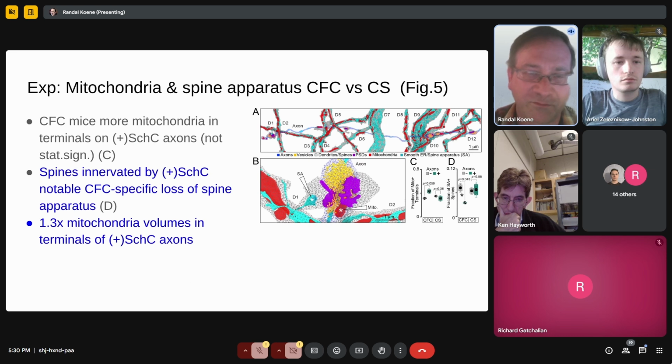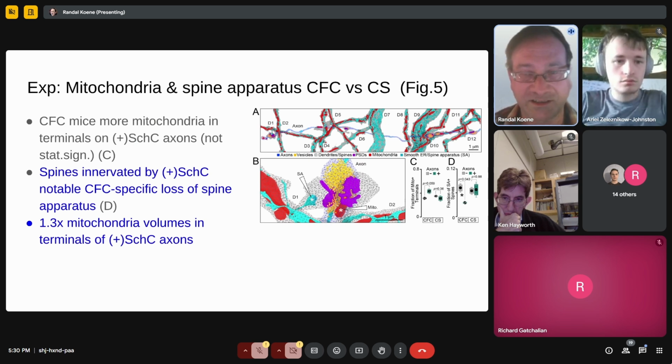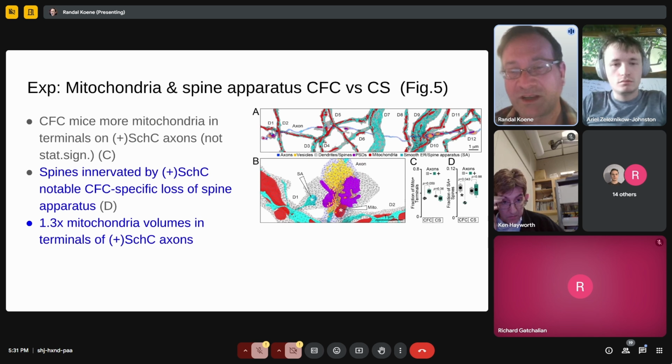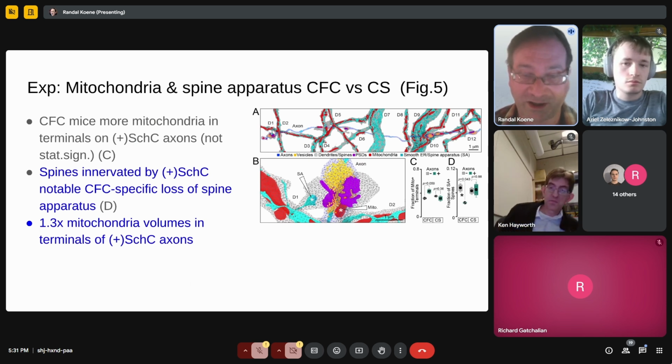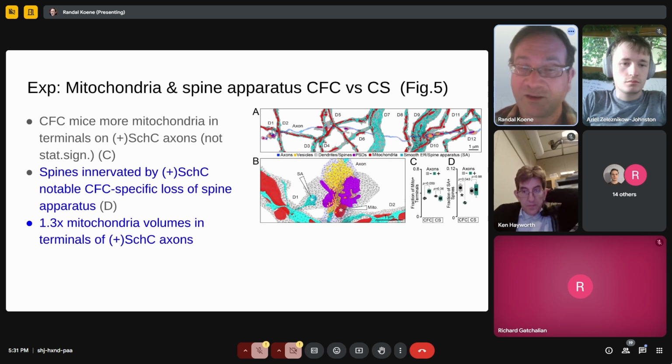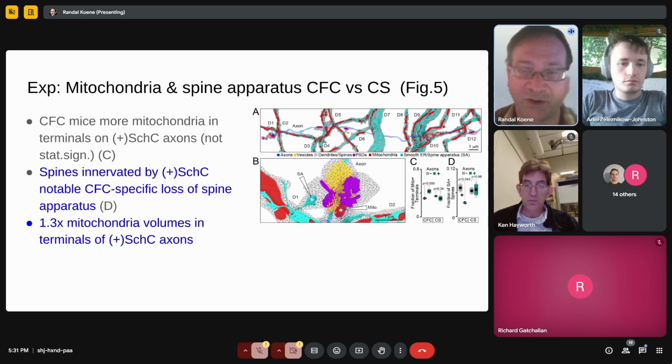And what they found is that mitochondria were generally more likely to be anchored in multisynaptic boutons than in single synaptic boutons. In CFC mice, more mitochondria-containing terminals tended to occur along the plus Schaefer collateral axons, although the difference wasn't statistically significant. But spines receiving inputs from plus Schaefer collateral axons of CA3 pyramidal neurons had a notable CFC-specific loss of spine apparatus, regardless of presynaptic bouton type. Median mitochondrial volumes were increased in terminals of plus Schaefer collateral axons by 1.3-fold.